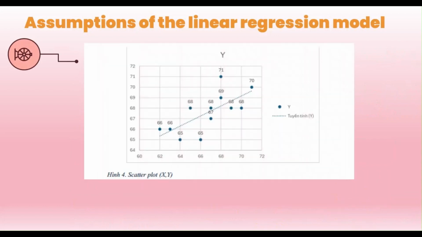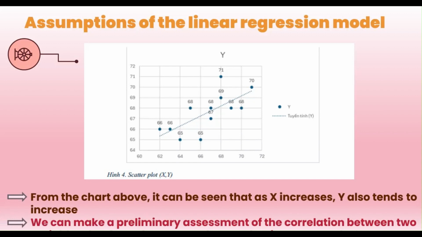This is the picture, the scatter plot of x and y. From the chart above, it can be seen that as x increases, y also tends to increase. We can make a preliminary assessment of the correlation between two variables thanks to the scatter plot. So what is a scatter plot?